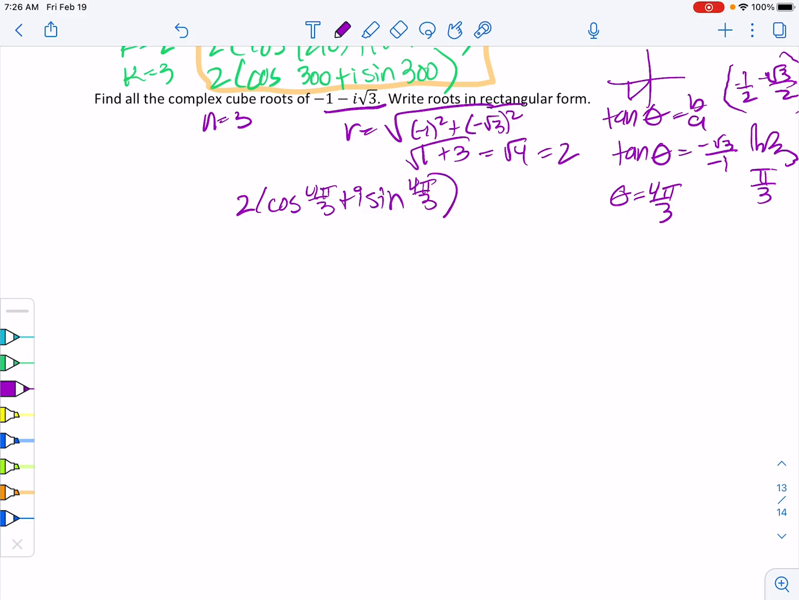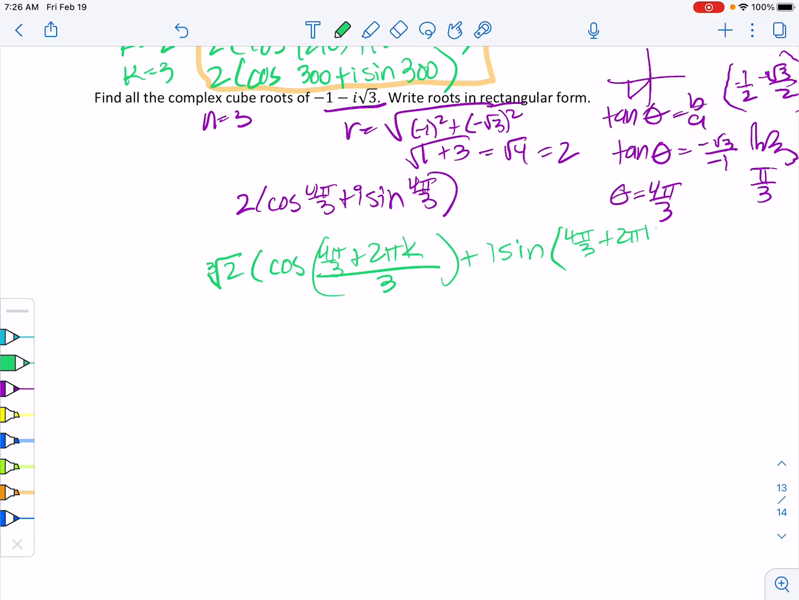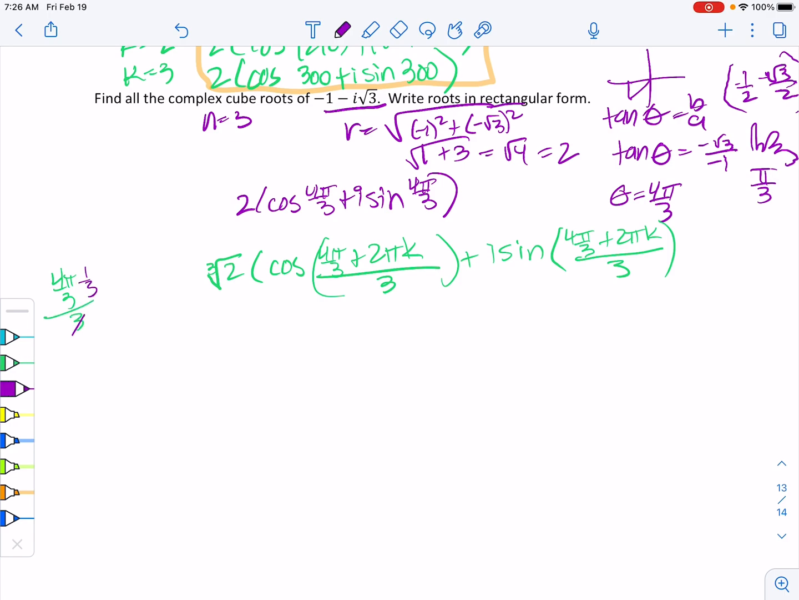Okay. So now I want to find the cube roots of each one of those. So we're going to take the cube root of the r, so the cube root of 2, and then times cosine of 4 pi thirds plus 2 pi k all over our n value, which is 3, plus i sine of the same thing. Okay. Now, remember, when you're dividing by 3, that's really the same thing as multiplying by a third, right? So 4 pi thirds divided by 3, this flips and multiplies, so it's really 1/3. So this gives us 4 pi ninths.